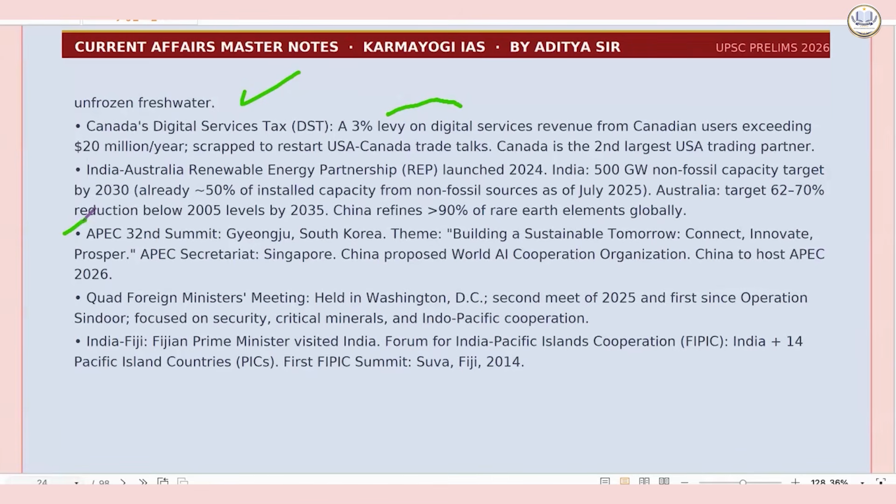Then India and Fiji. The Fijian Prime Minister visited India. The Forum for India-Pacific Island Cooperation is India plus 14 Pacific Island countries. The first FIPIC summit happened in Suva, Fiji in 2014.